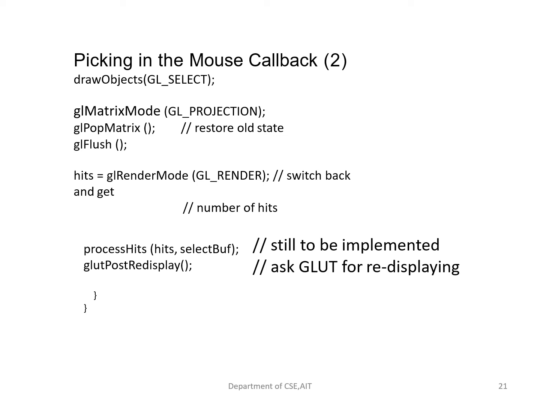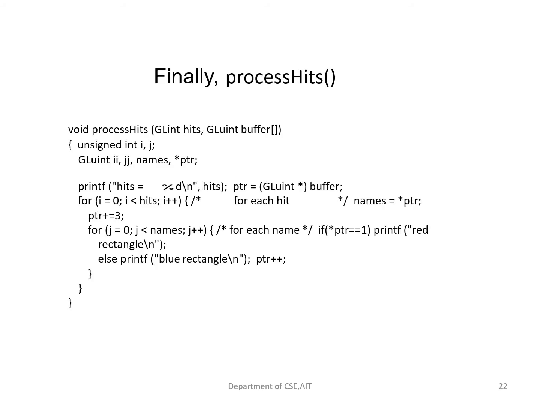Then we are going to collect the hits in a variable called hits in the rendering mode, and then we can go for processing the hits by selecting the number of hits and the selection buffer. Finally, we have the process hits function in which we will have the number of hits and the buffer.